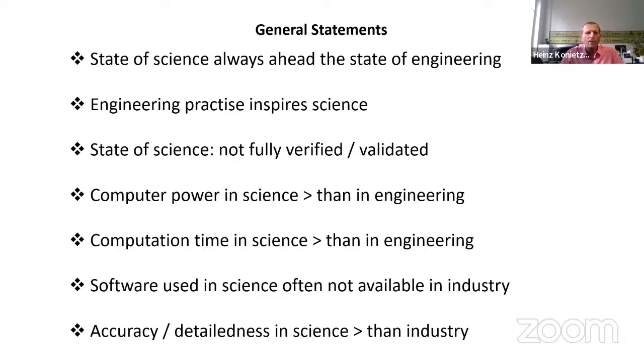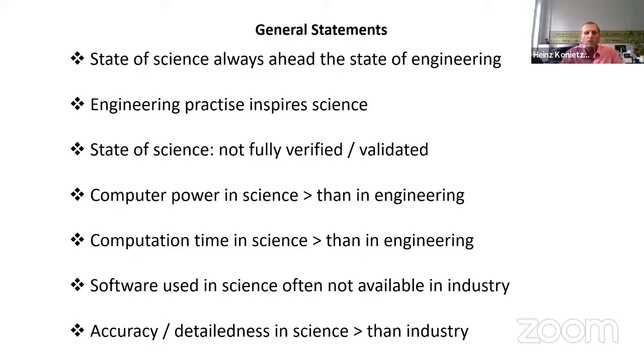We should also be aware that the state of science is not fully verified and only very limitedly validated. And this is also the reason why a lot of tools which are used in science cannot be applied in engineering. We should also be aware that there is a big difference in computer power and also in computation time which we have available in science compared to that in engineering. In engineering, we have to work in time and we also have restricted computer power.